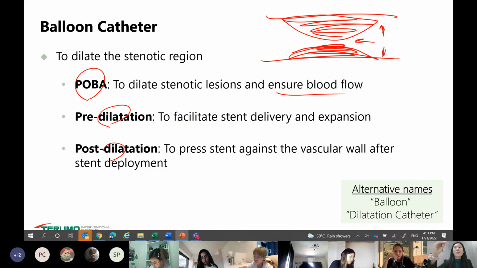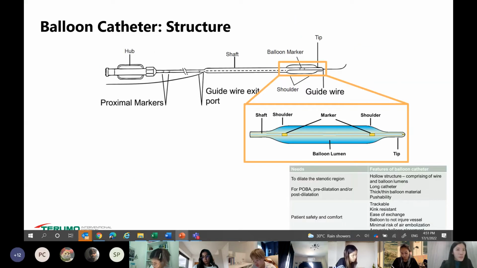Then I can use a bigger balloon and compress it even more, and then put in my stent and keep it at that size. After that, sometimes I'll do post-dilatation. Basically, I use a very hard balloon to press the stent against the vascular wall after I deploy it, to make sure my vessel stays nicely open. I don't want it to collapse, so I use a harder balloon for post-dilatation. So that's how balloons are usually used recently.